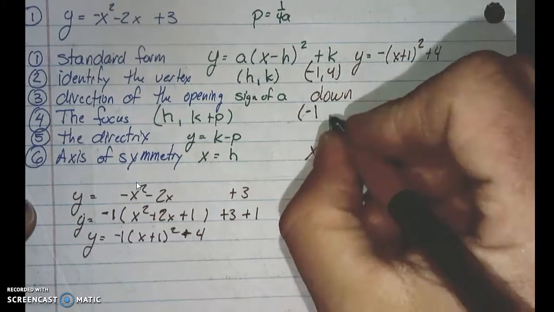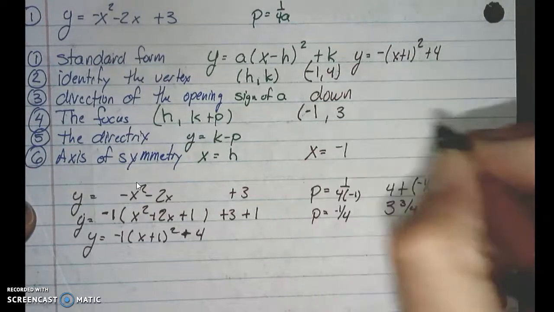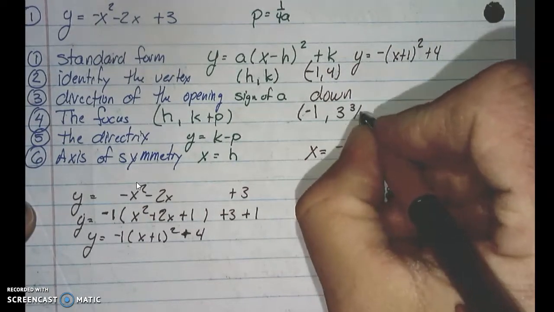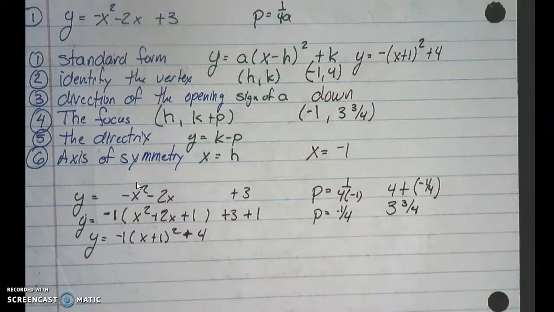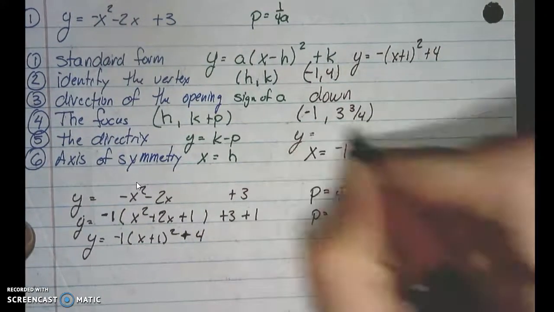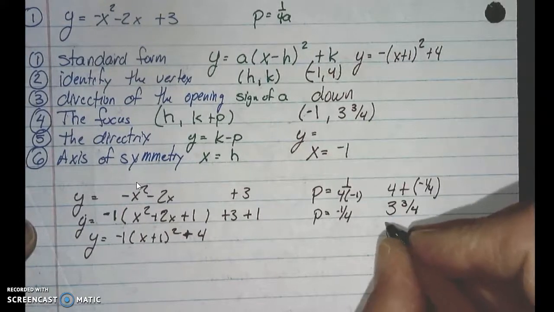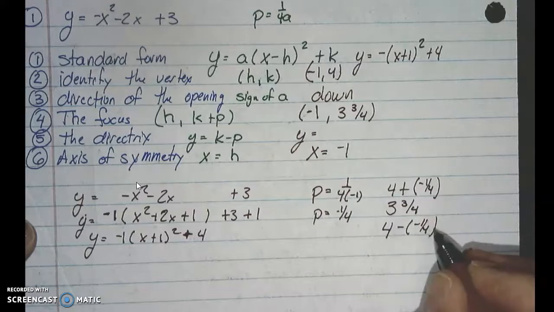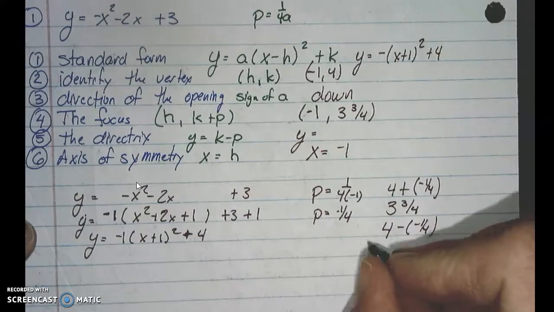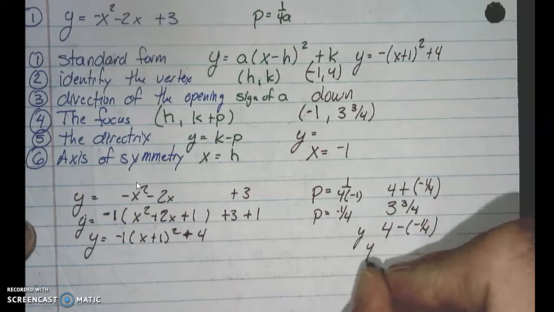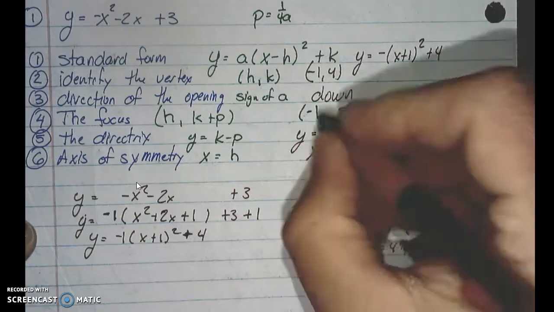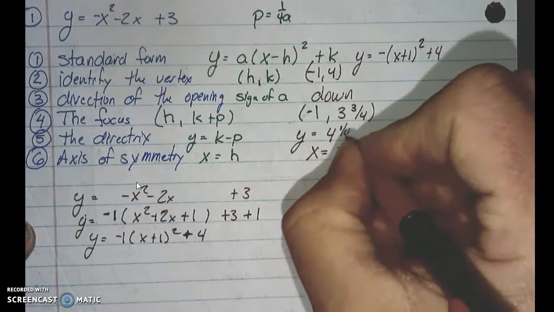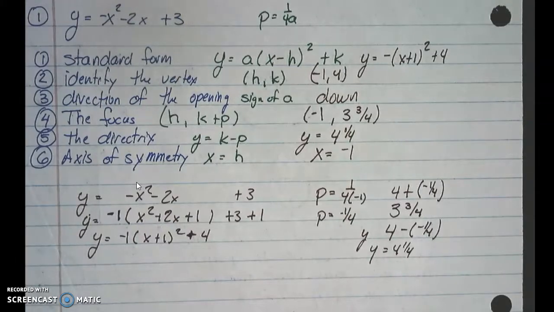So I'm going to come over to here and say that my focus is going to be 3 3/4. Now, y is equal to, this time around, 4 minus negative 1/4. Negative and a negative is a positive, so 4 1/4. Good job. And again, I want to graph it, so I want to put something that I can graph.